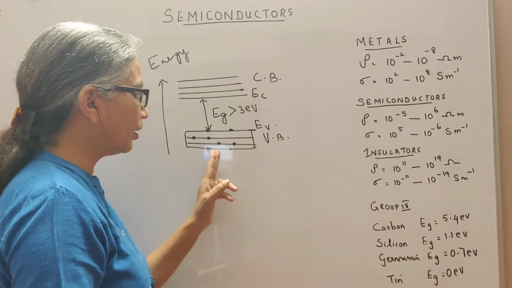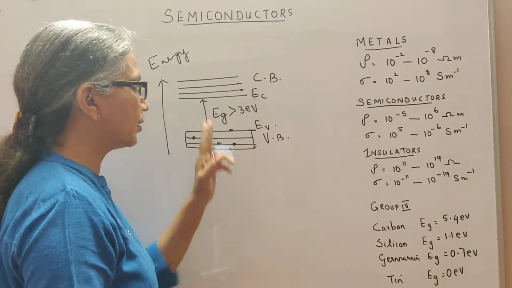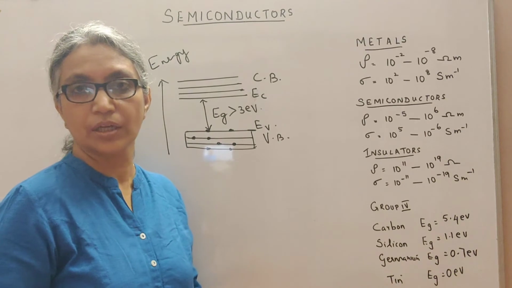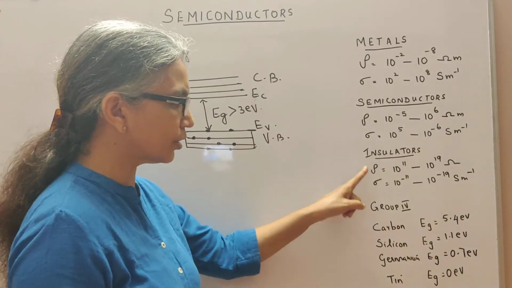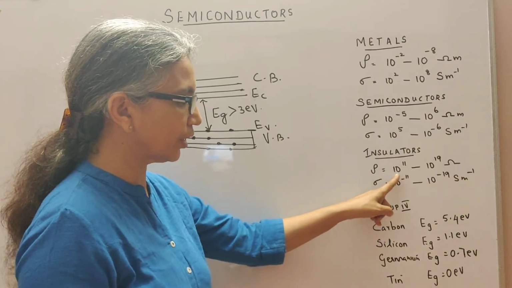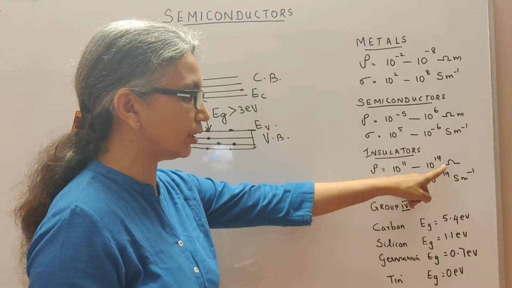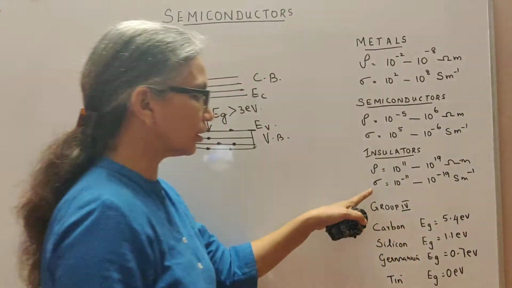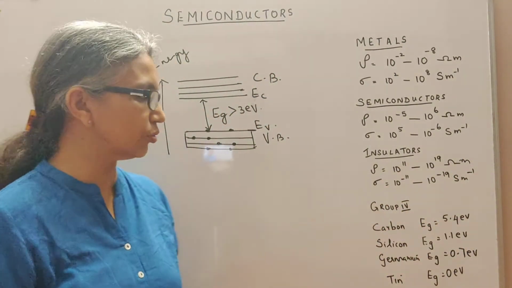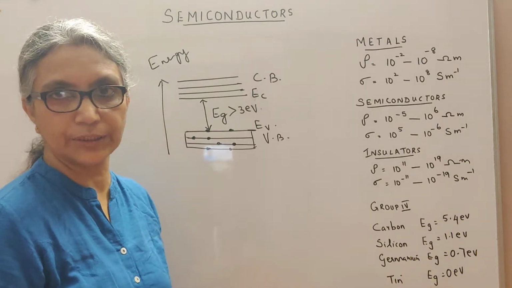You cannot give them enough thermal energy so that they get excited and jump into the conduction band. So no free electrons are available, and such materials are called insulators, whose resistivity is very high, 10 raised to 11 to 10 raised to 19 ohm meter, but its conductivity is very low, 10 raised to minus 11 to 10 raised to minus 19 Siemens per meter.